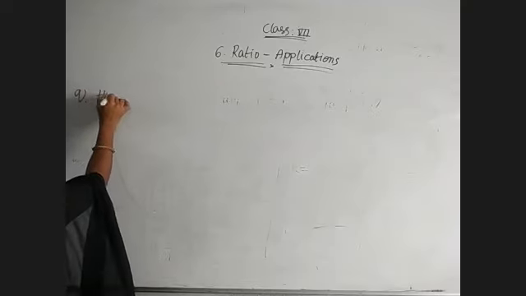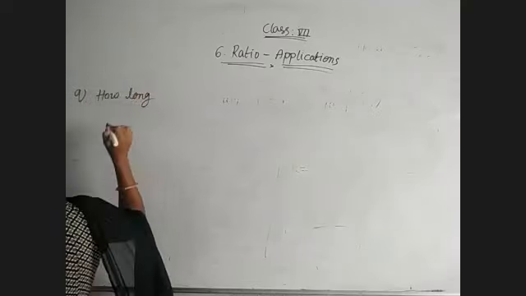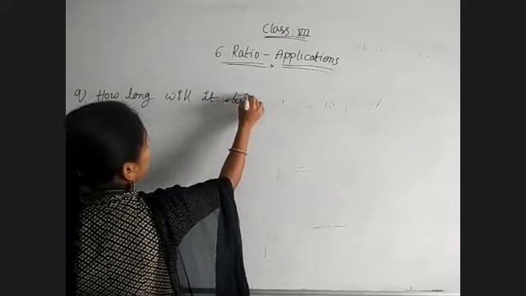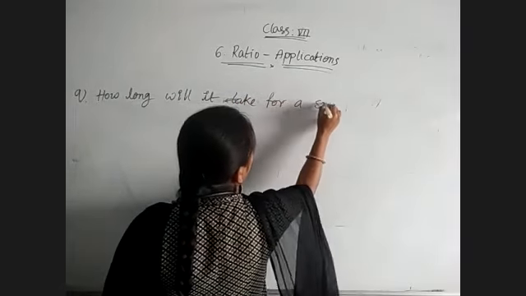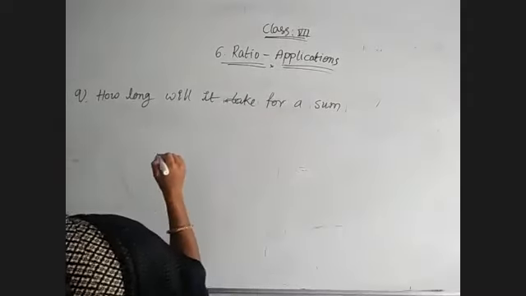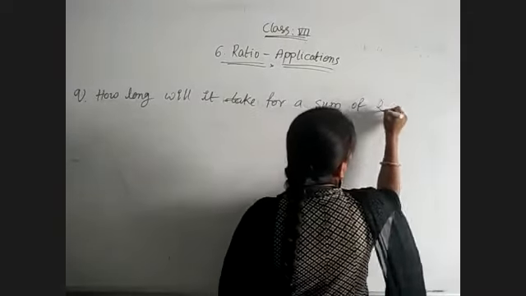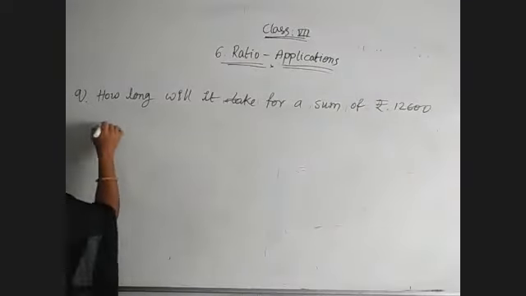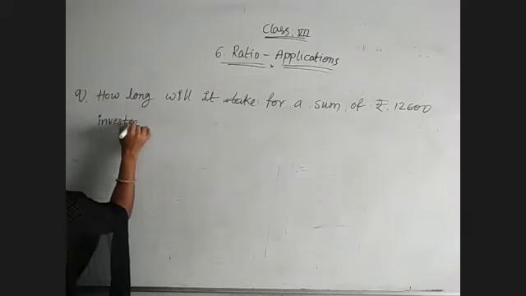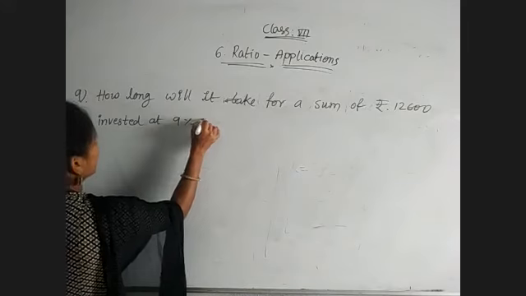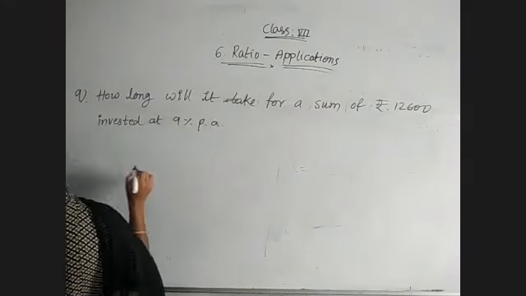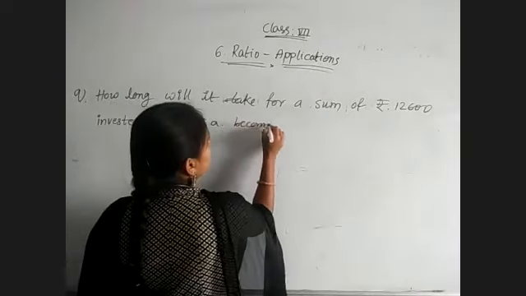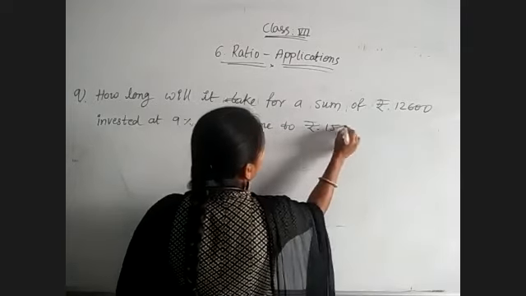How long will it take for a sum of 12,600 rupees invested at 9% per annum to become 15,624 rupees?